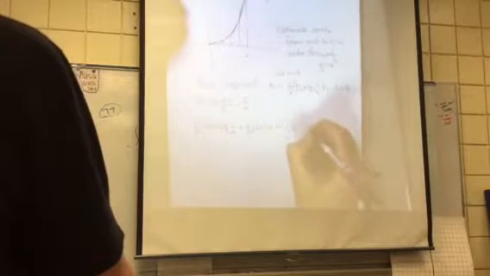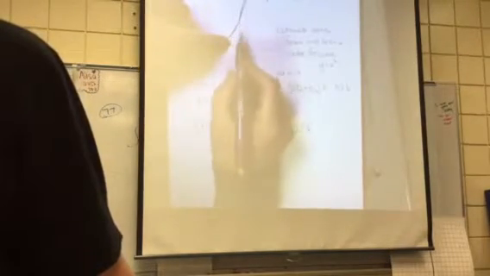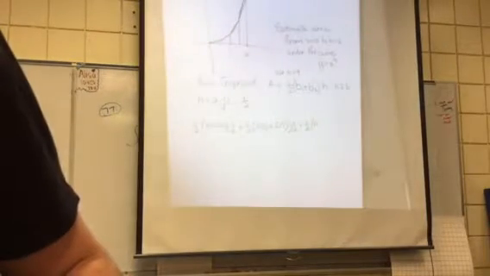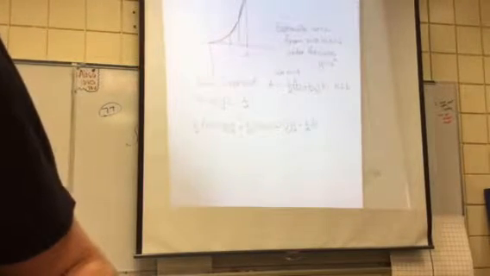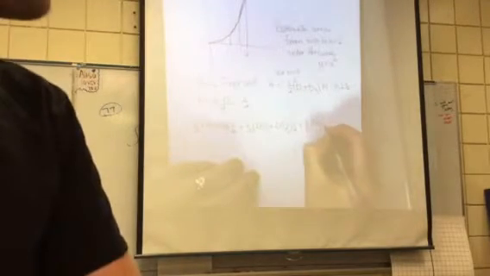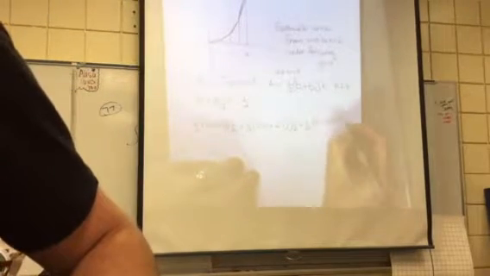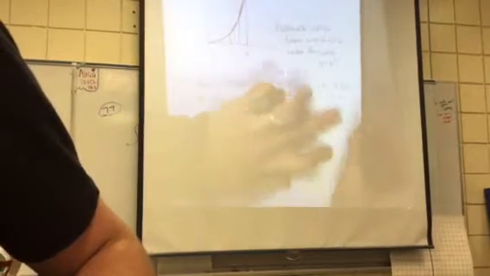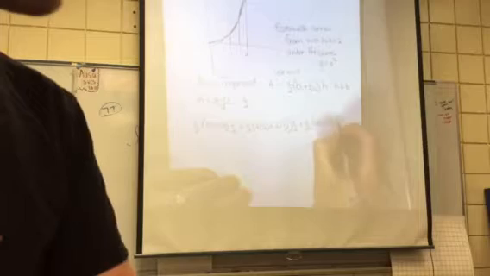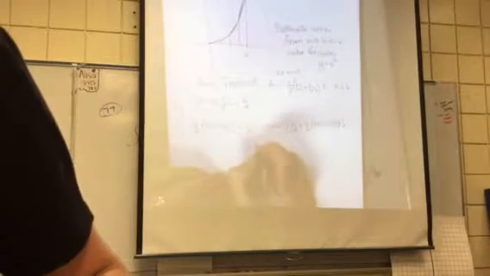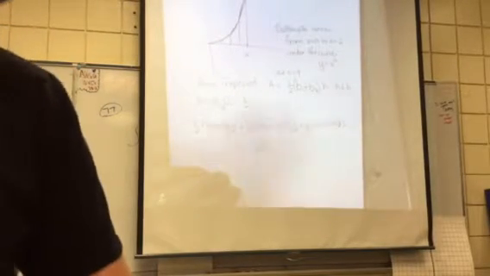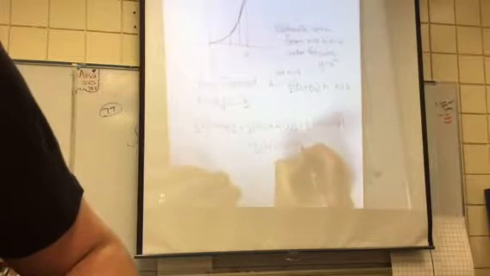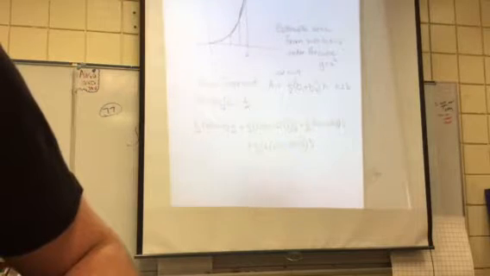Plus 1/2. How do I find these bases? It'd be f of 1. f of 1 and f of 1.5. f of 1.5 times 0.5. Thank you. Plus 1/2 times f of 1.5 plus f of 2 times 1/2.